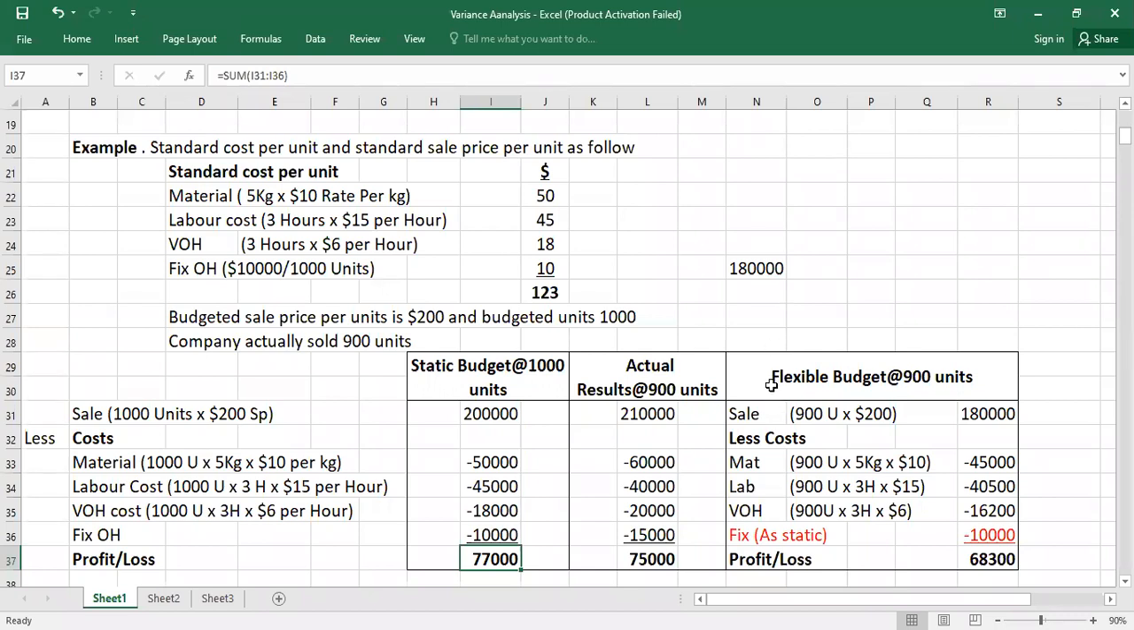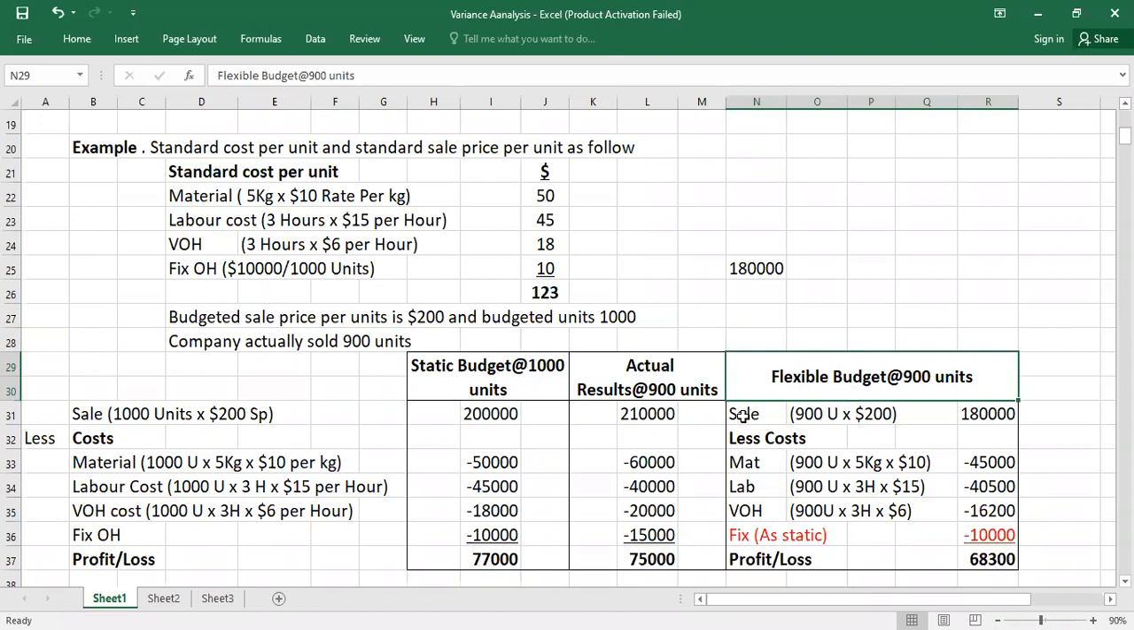Now we need to understand the flexible budget. If you remember, I told you for the flexible budget, we will use actual output multiply by standard cost, and the standard cost is also called the budgeted cost. So actually the company sold 900 units, which is given in the example. So this is what we are going to do here. Flexible budget at 900 units will be as follows.